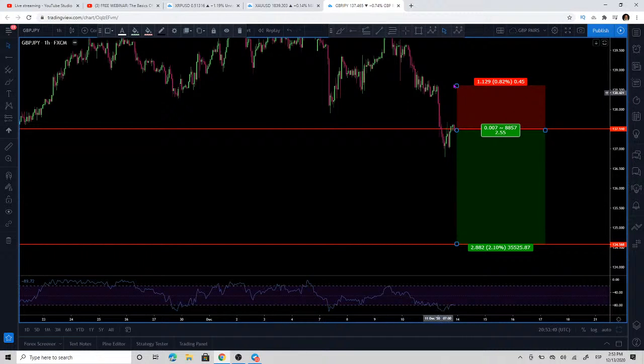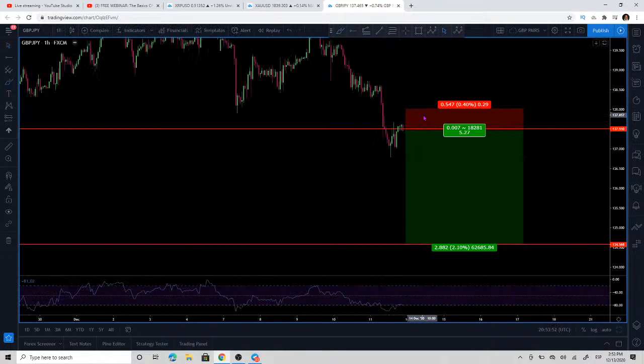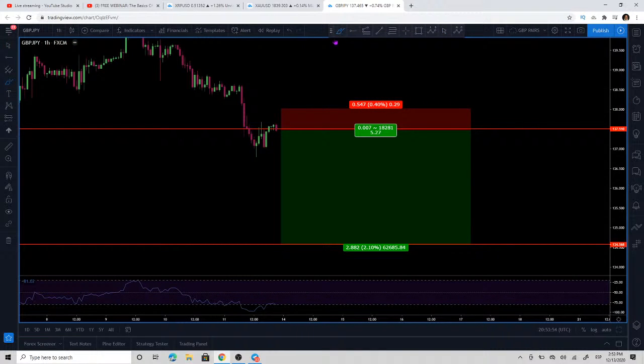This stop loss is way too wide, so I'm not going to put it there. I'm going to put it above this week's high. Now let me just go ahead and do this. I'm going to put my stop loss above this week's high just because this is where we got some rejection.